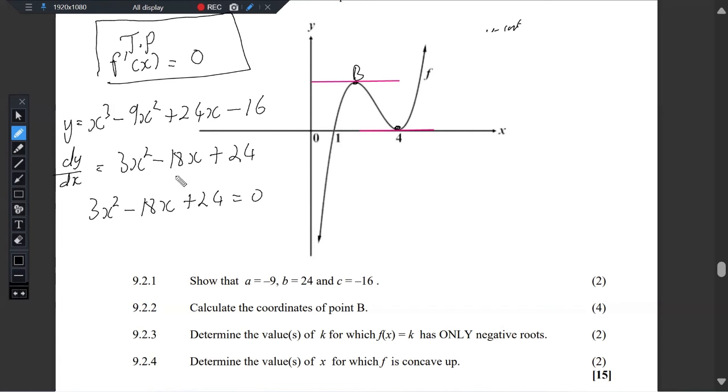Then here, all of this can be divisible by 3. So let's divide both sides by 3. That is x squared, and then here we have 6x, and then here we have what? 8, right? Equals 0. Now it's a matter of factorizing this.